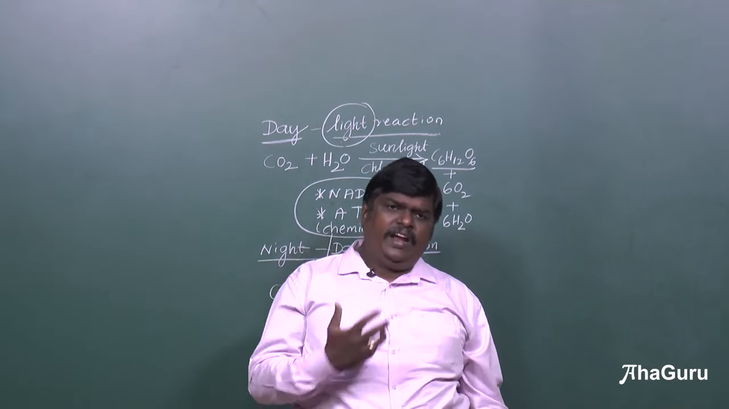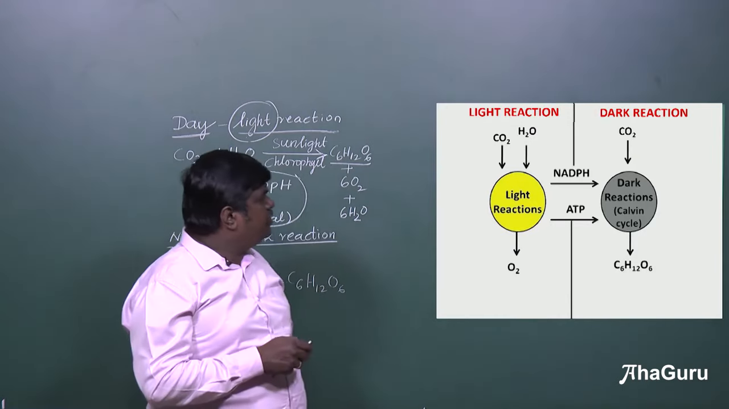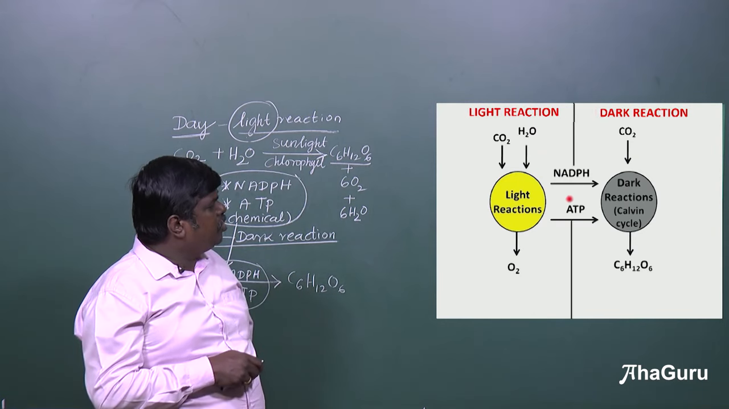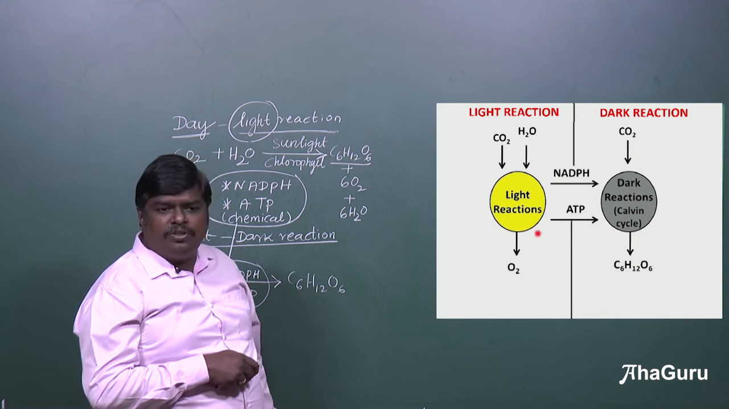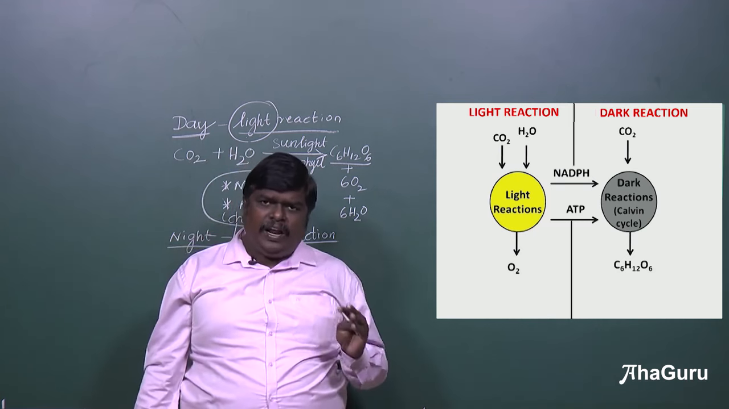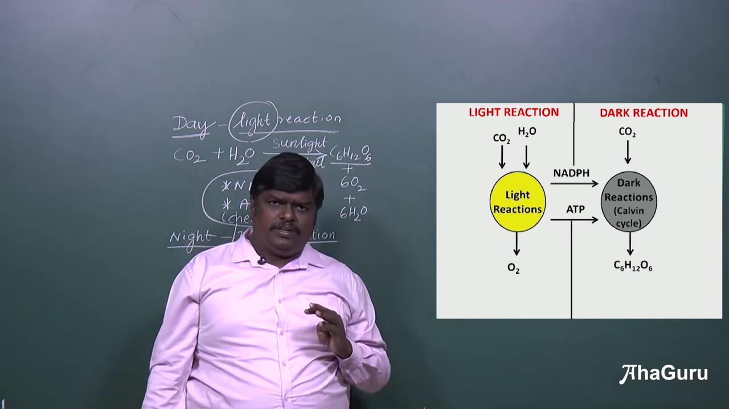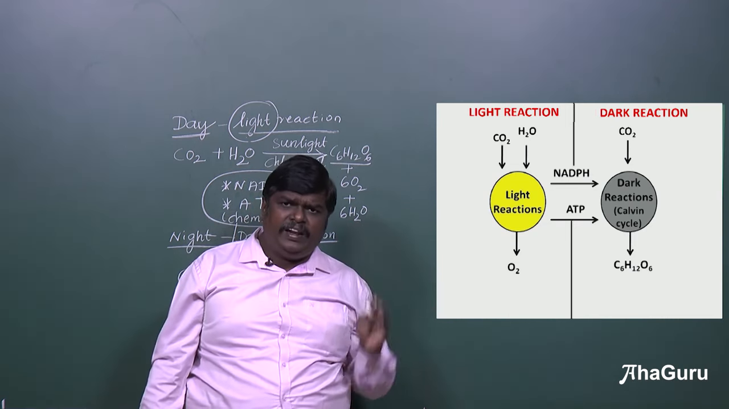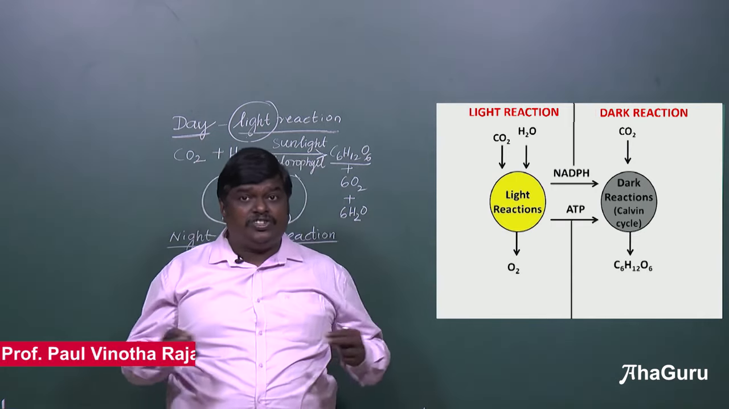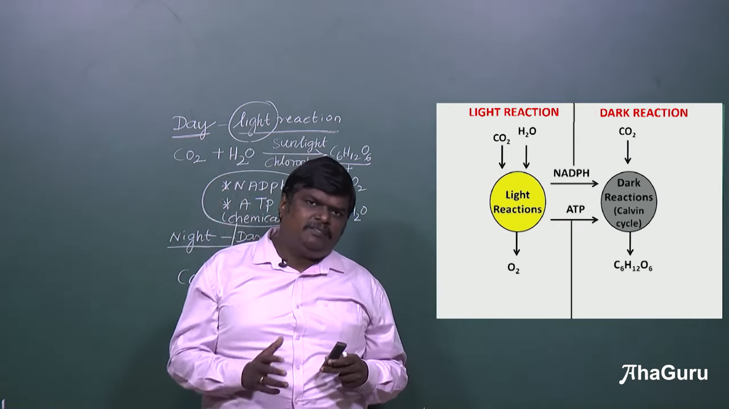In the daytime, the source of energy is the light. In the night time, the source of energy is the chemical energy, that is NADPH and ATP molecules produced during the light reaction. So without the light reaction, the dark reaction will not take place. Without sunlight, the light reaction will not take place. Without chemical energy from the light reaction, the dark reaction will not take place. So that is about the dark reaction and light reaction. That means the photosynthesis process can take place in the plant all the time.